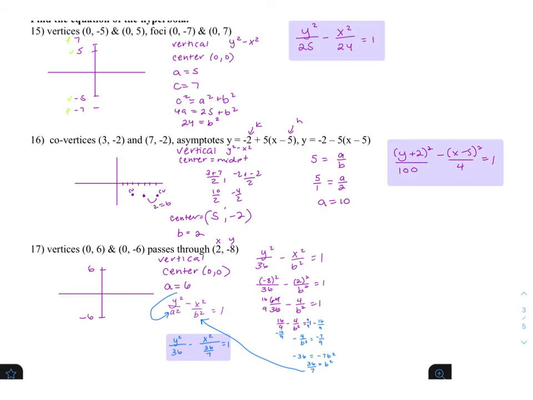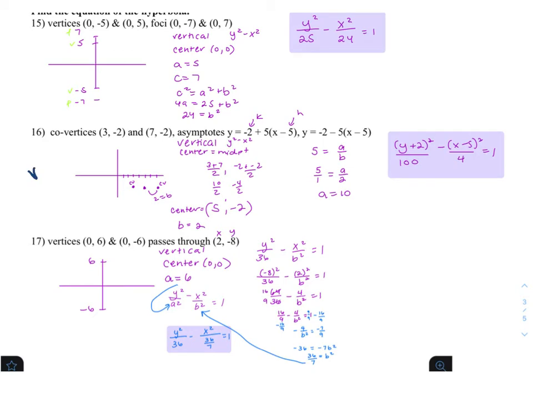Okay, so 16 gave you the co-vertices, right? So this is where you can find the B, not the A, and then the asymptotes. Because you want to find from the 3, negative 2 and the 7, negative 2, that tells you that this would be vertical because the co-vertices are on the opposite axis, right? The halfway point between those points is your center, which is the 5, negative 2. The distance from the 5, negative 2 to the co-vertices was 2, and that tells you B is 2.